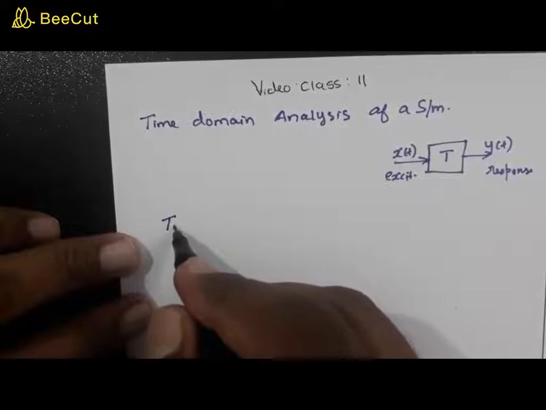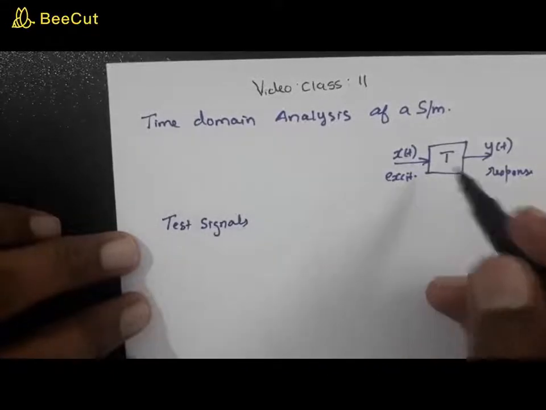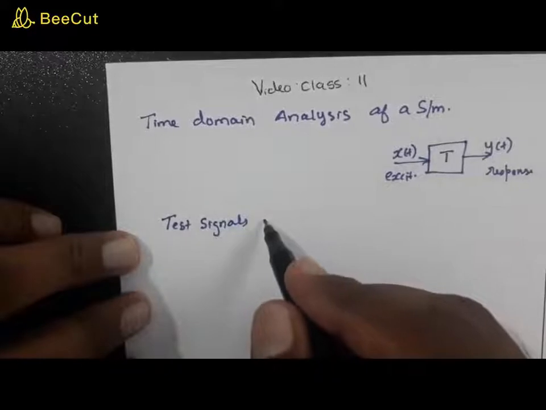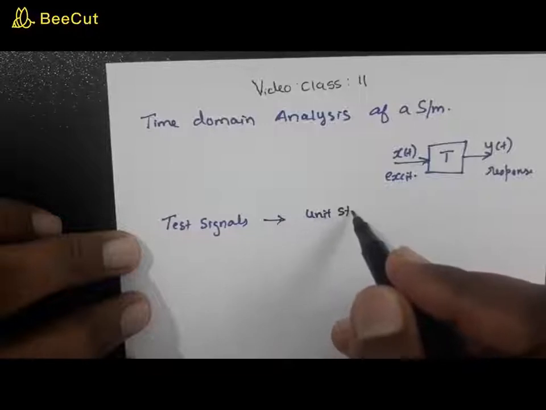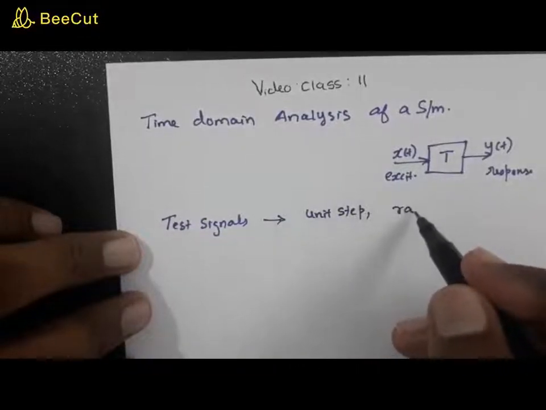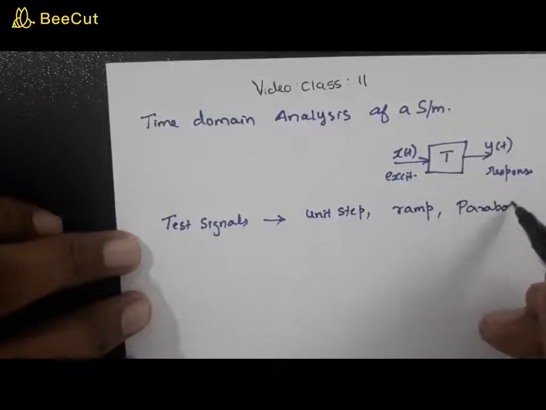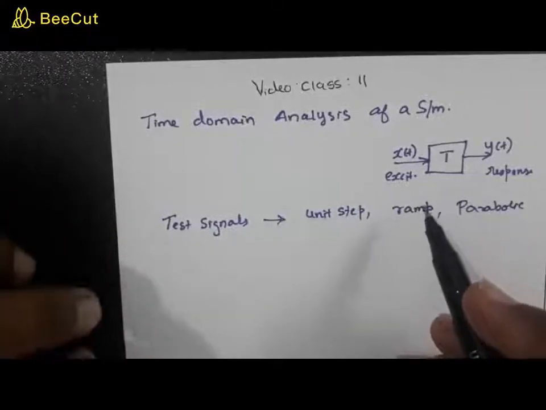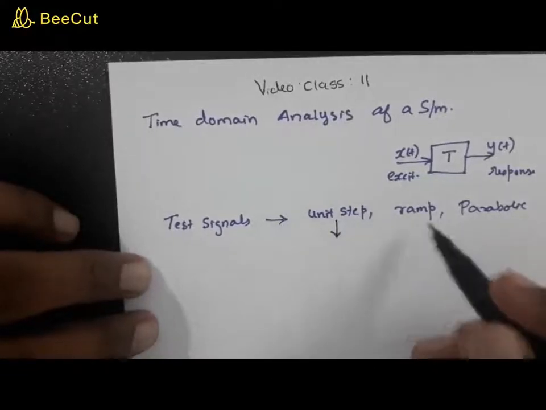I just told you about the standard inputs. Those standard inputs are generally called test signals. Why the name test signals? Because these signals are used for testing the system, so that we analyze the output. The test signals that we will be considering are the unit step signal, the ramp signal or unit ramp, and the parabolic input or unit parabolic input. These are the three test signals that we will be using.